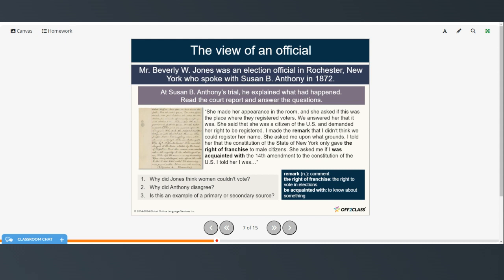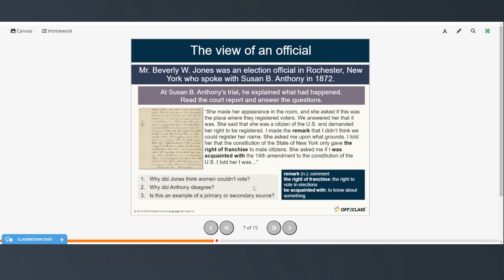She made her appearance in the room and asked if this was the place where they registered voters. We answered her that it was. She said that she was a citizen of the U.S. and demanded her right to be registered. I made the remark that I didn't think we could register her name. She asked me upon what grounds. I told her that the Constitution of the state of New York only gave the right of franchise to male citizens. She asked if I was acquainted with the 14th Amendment to the Constitution of the United States, and I told her I was.